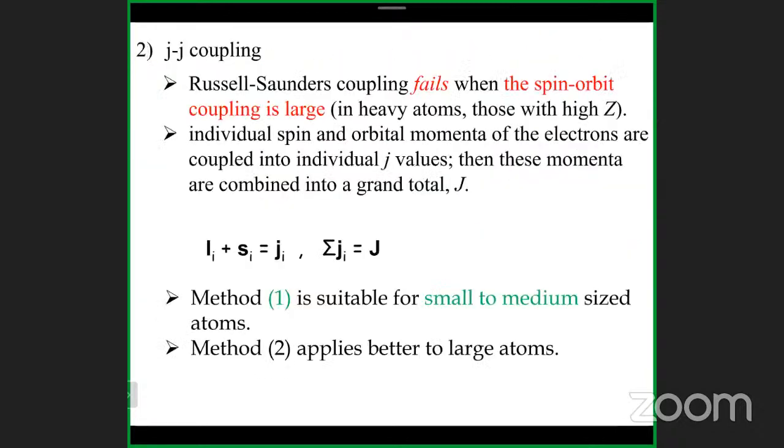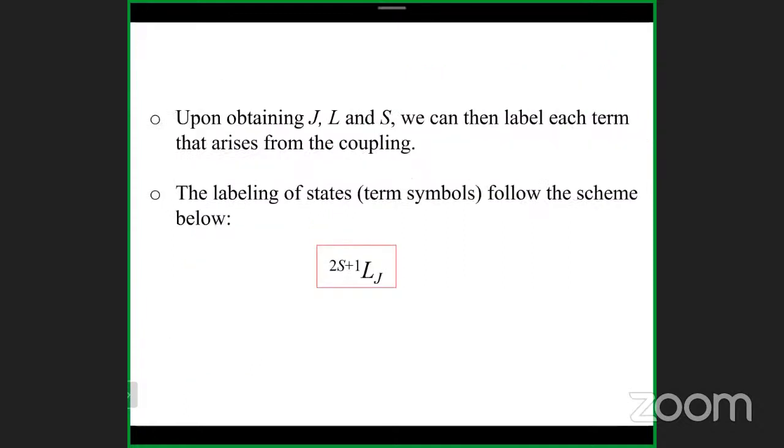Okay, so the next type of coupling is known as the JJ coupling. JJ coupling is for large atoms, heavy atoms with high atomic number. The spin orbit coupling is large. In this case, you have to actually do a coupling of individual electrons to J, then you sum up the J. So that's JJ coupling. We are going to look at mostly the Russell-Saunders coupling because we are going to couple only small atoms. So method 2 is better applied to a large atom, which is known as the JJ coupling.